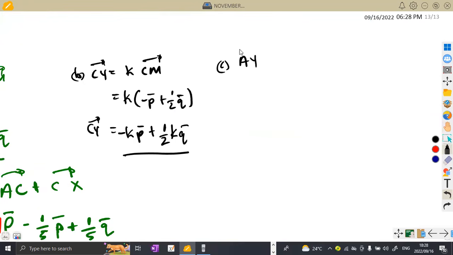All right, we are given that AY is equivalent to H times AX. This is what you're given. It's H, not K, so this is H this time. So now we are asked to calculate vector CY.